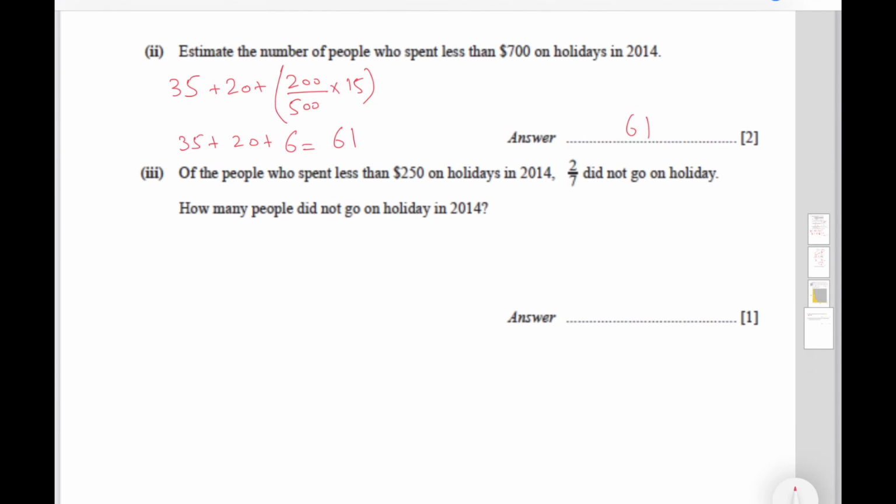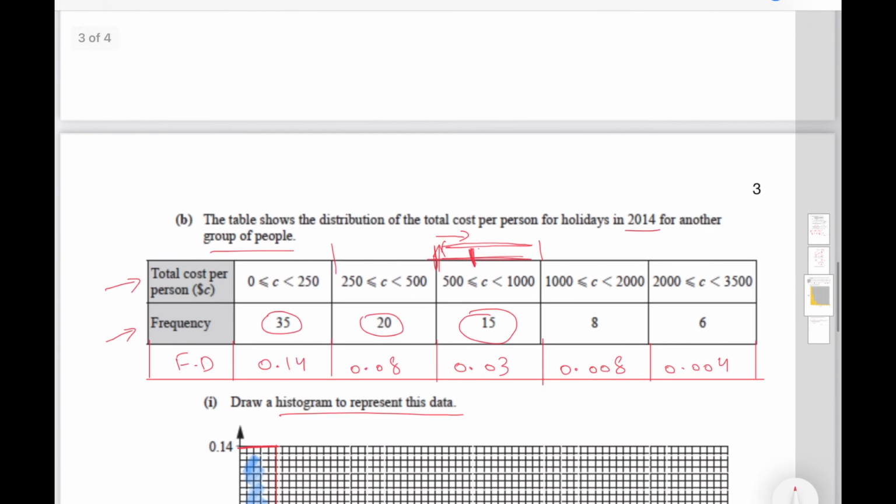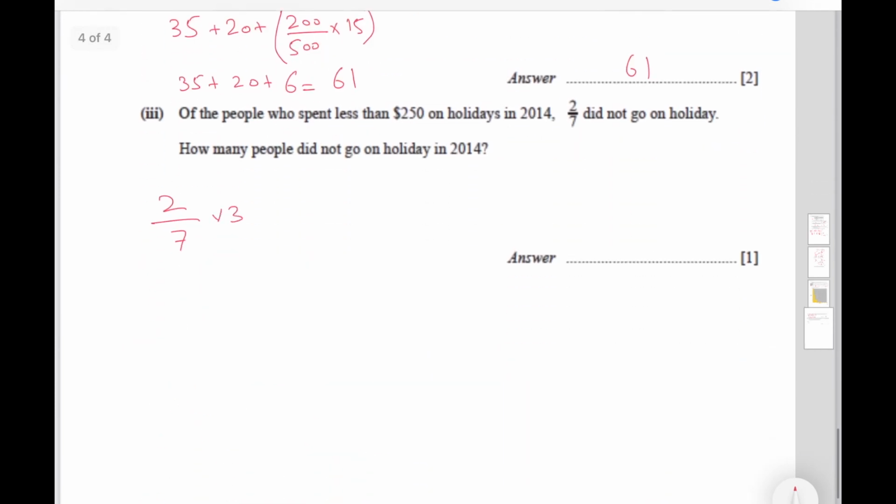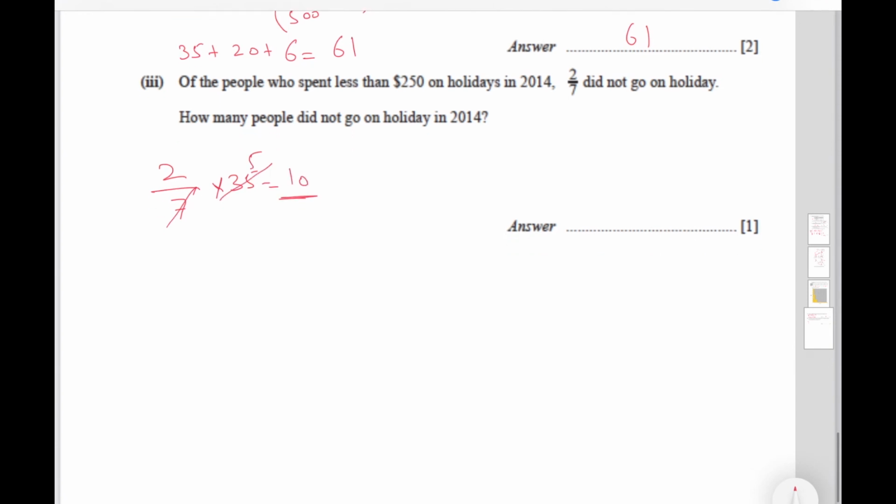The last part says of the people who spent less than $250 on holidays in 2014, 2 out of 7 did not go on holiday. How many people did not go on holiday in 2014? So 2 out of 7 out of how many people? 35 people. So you multiply this by 35 and you end up at 10. So 10 people did not go on holidays. So we write our answer over here and we're done with the question.